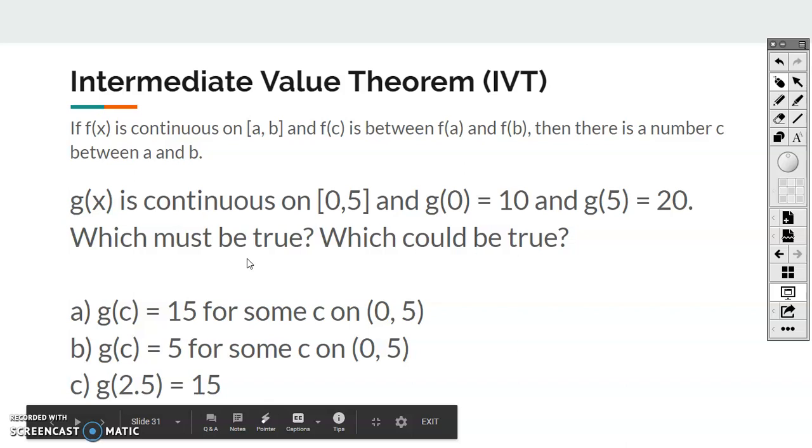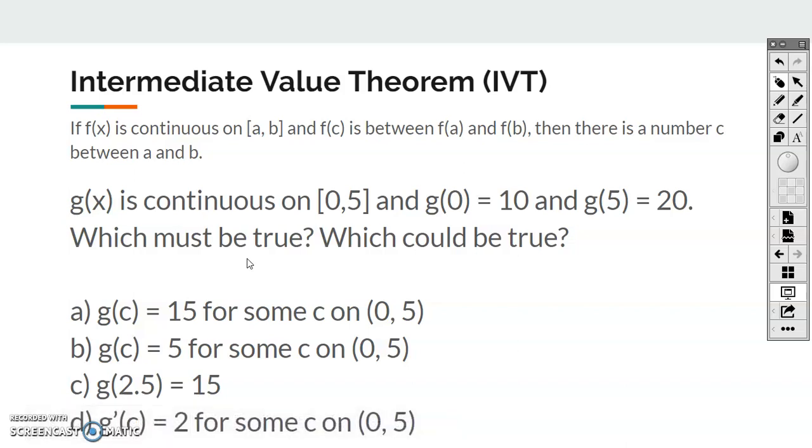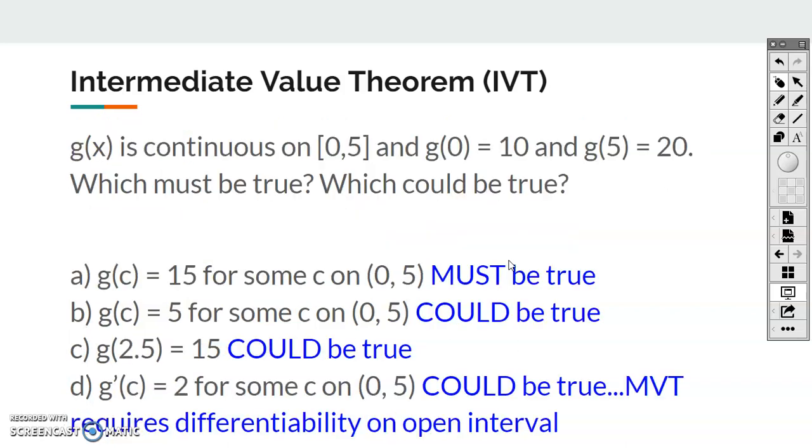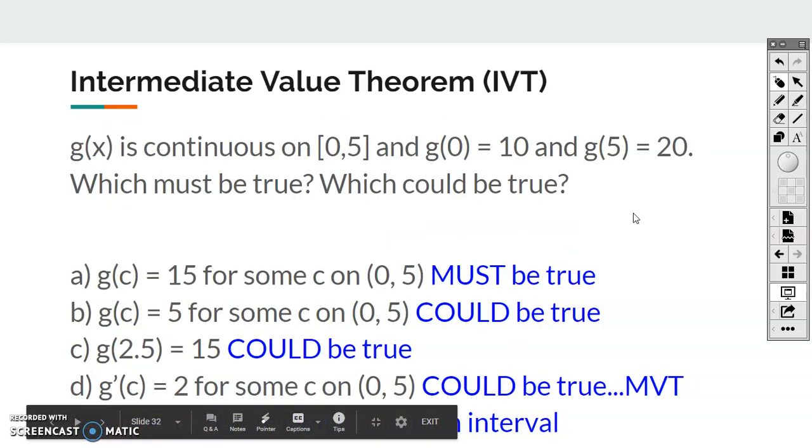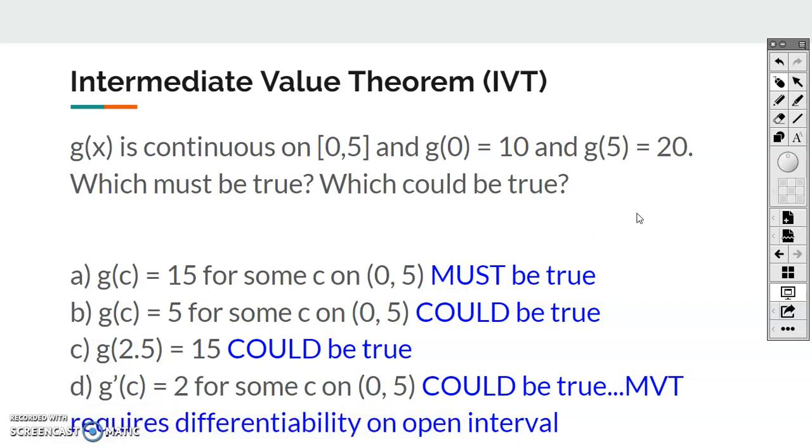And then the last one is that the derivative would equal 2 for some c on 0 to 5. Now that actually isn't IVT, that would be MVT, and I was curious how many of you guys got tricked. That could be true, but MVT requires that you have differentiability as well. So the only one that must be true is A.